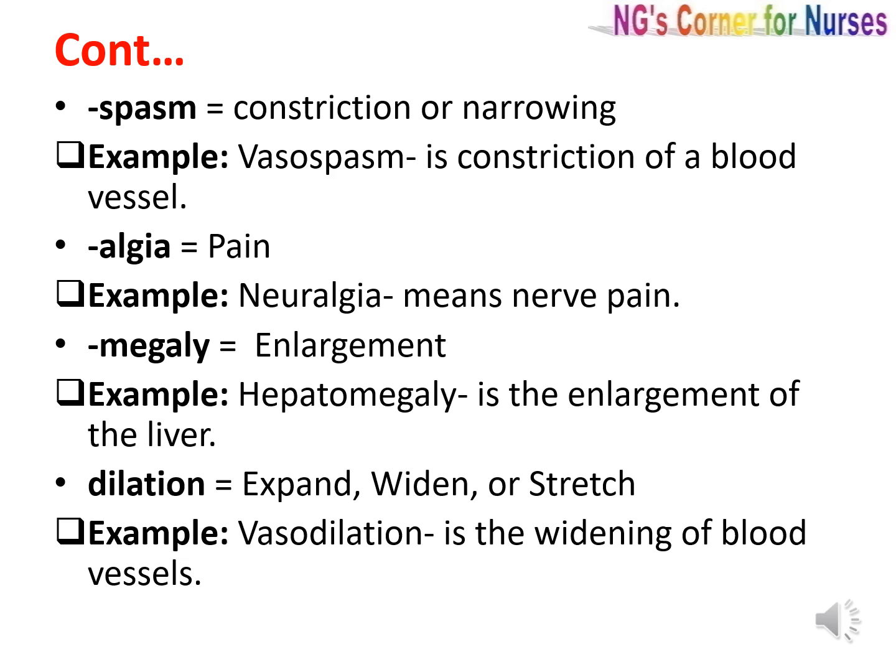Next is dilation. Dilation means expand or widen or stretch. As an example, we can say vasodilation. Vaso means blood vessels and dilation means expand or stretch. So, vasodilation is the widening of the blood vessels.